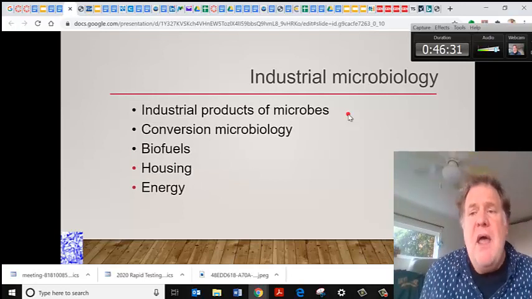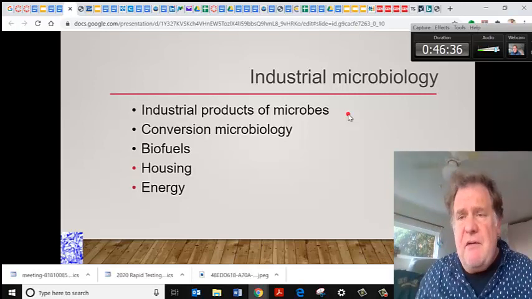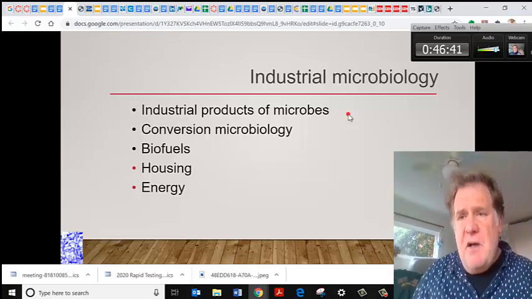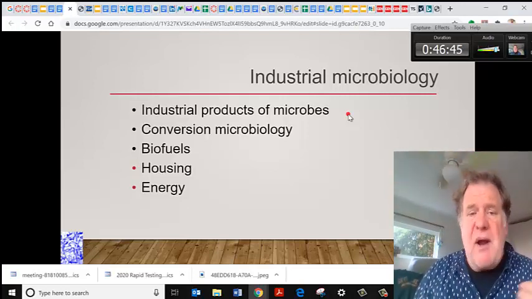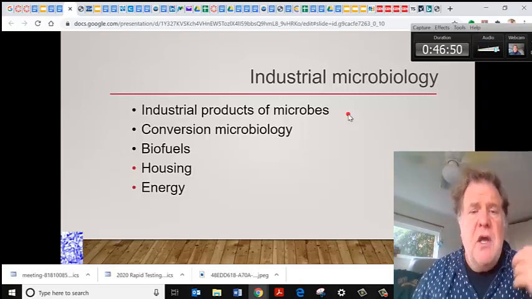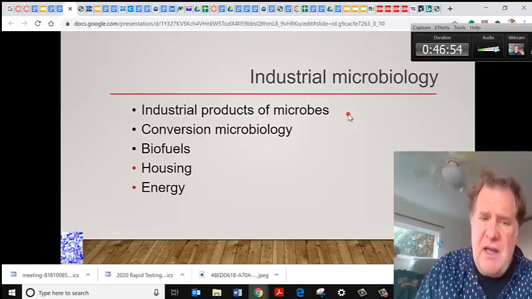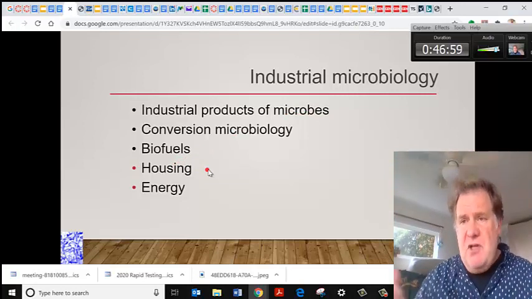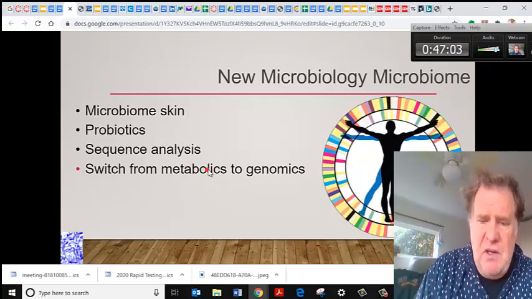Again, we tend to think of microorganisms in terms of our food and our health, but microorganisms play a big role in industry. So there are the industrial process products of microbes, things like ethanol as fuel. Conversion microbiology, where you can take things like corn and convert it into different things, so we're looking at biofuels. Housing: wouldn't it be great if we could have microorganisms grow a mushroom and produce a house, and some of the energy that we produce.